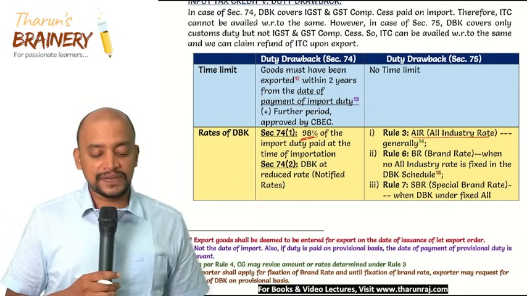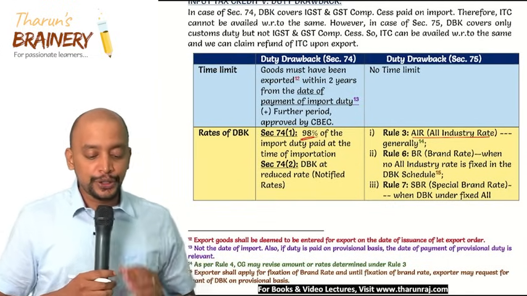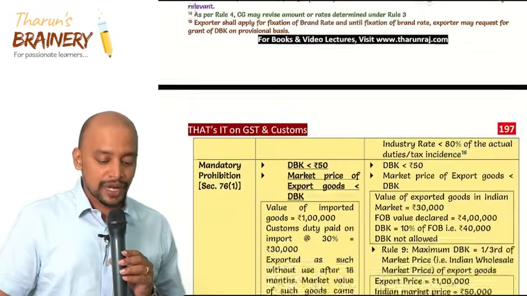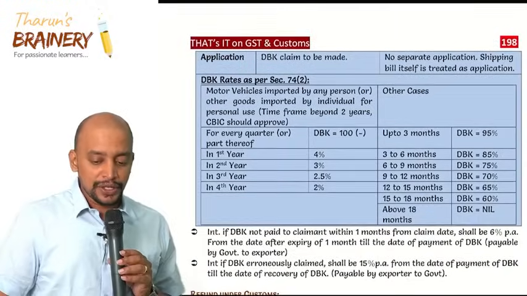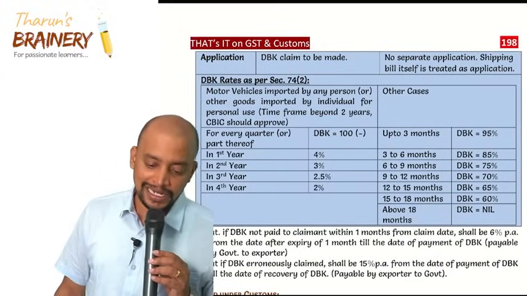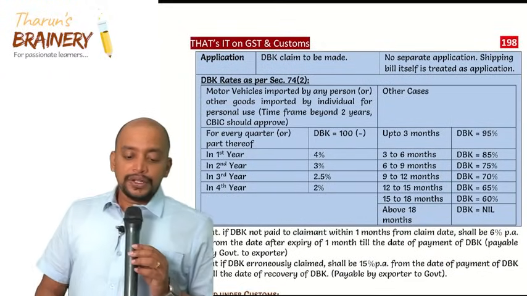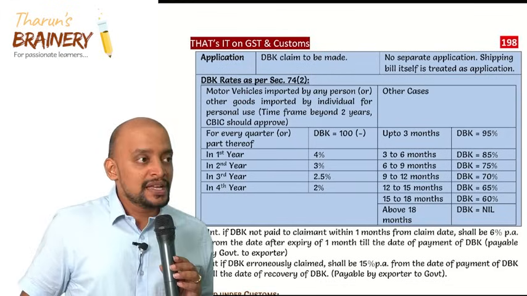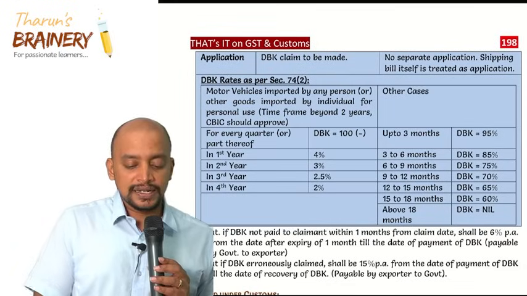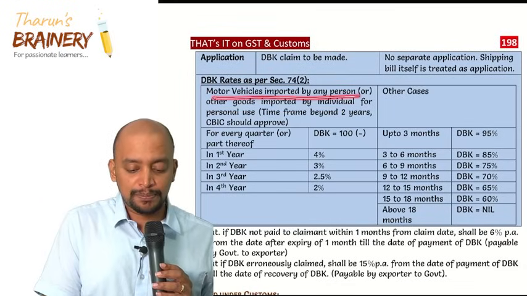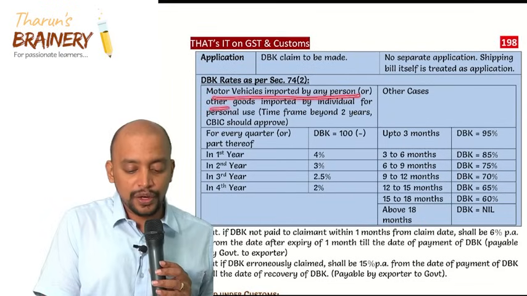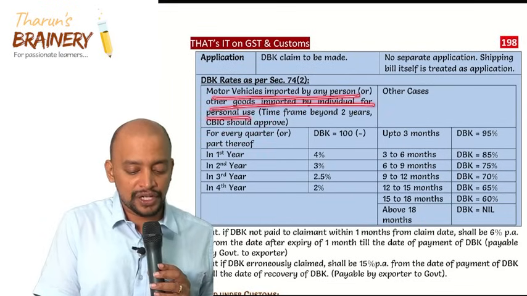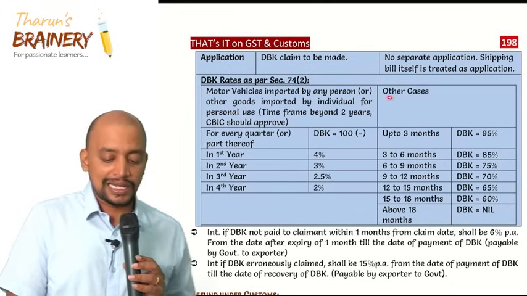Whereas in case of 74 subsection 2, duty drawback is at reduced rates. What are those reduced rates? You can see on page number 198. Duty drawback rates as per 74 subsection 2 depend upon whether it is a motor vehicle imported by any person, or other goods imported by an individual for personal use, or other cases.